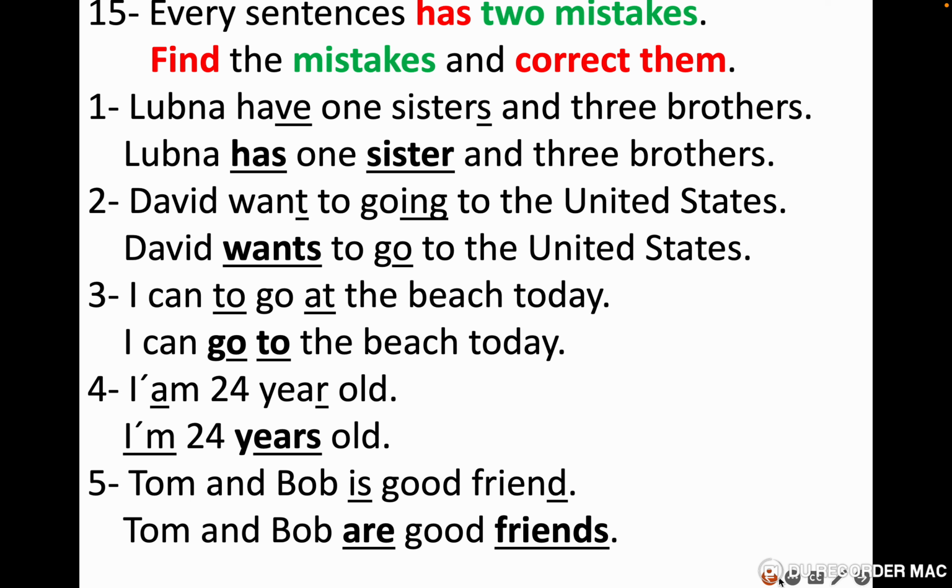Number 4, I am 24 years old. So when we have apostrophe, we don't write a. So I am 24 years old. Not year old, years old. The last example, Tom and Bob is good friend. So we have plural form here, the verb in the plural and the noun in the plural. So Tom and Bob are, not is, good friends, not friend.